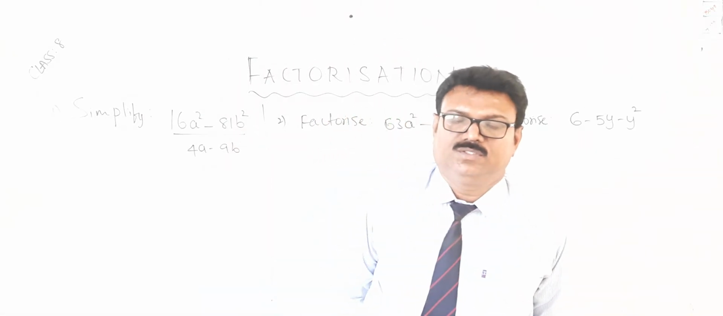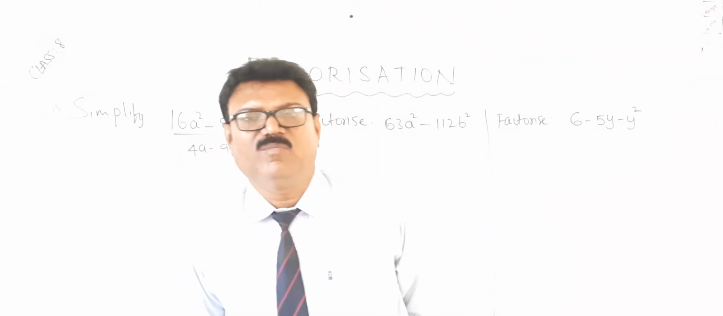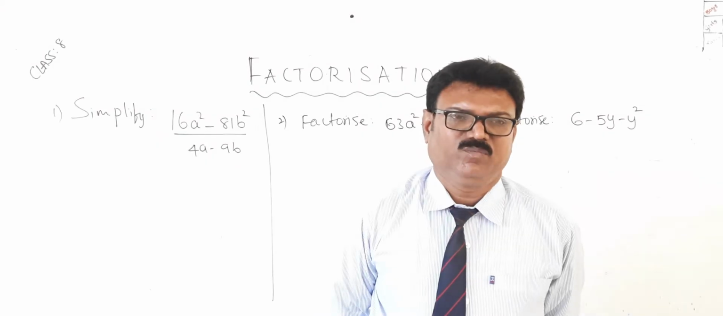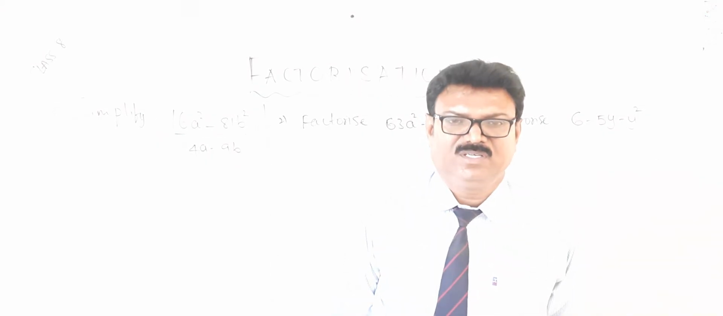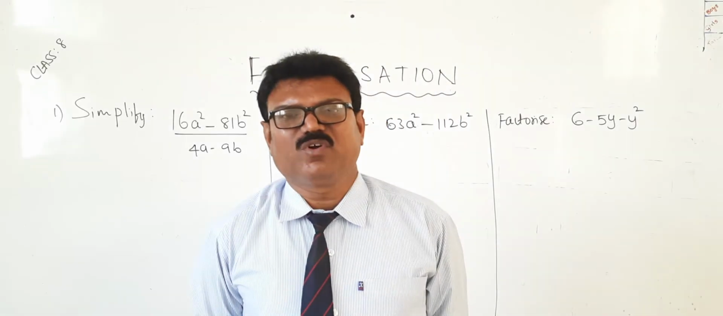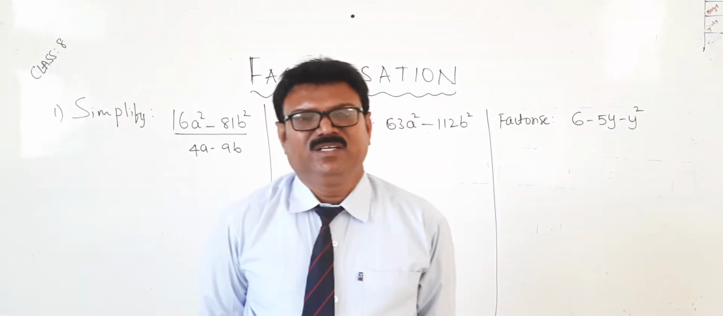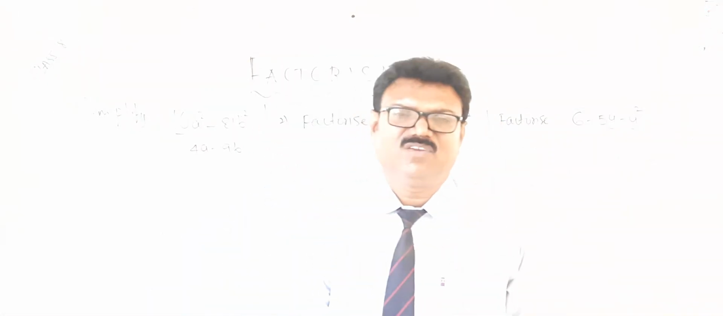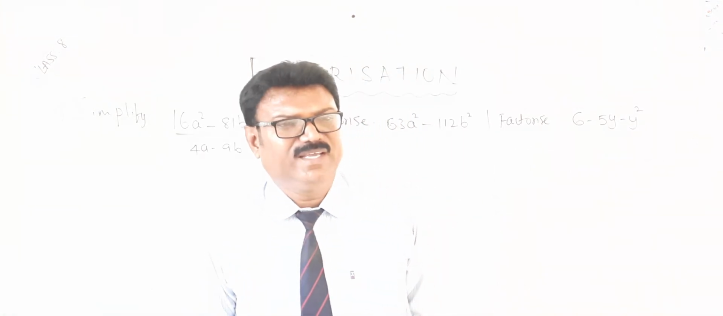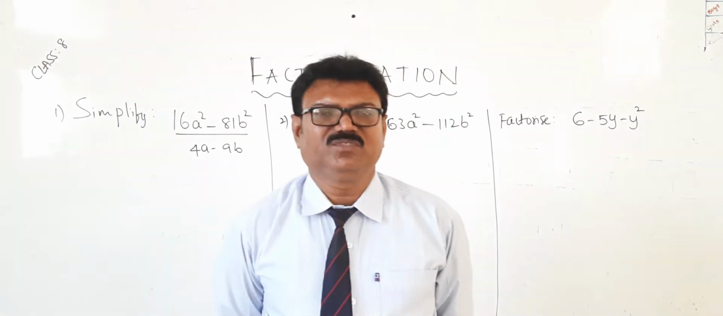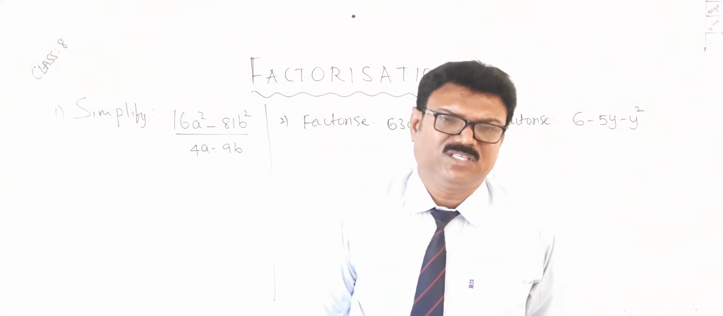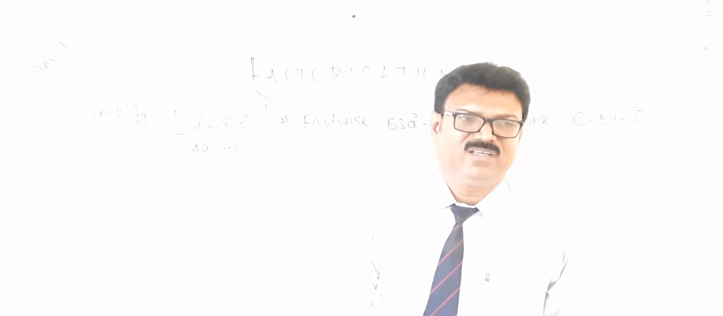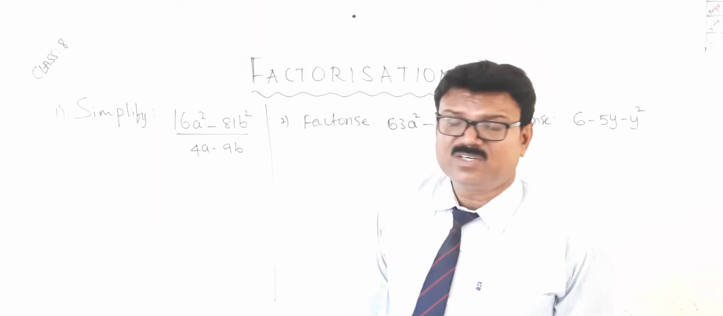Fine. Good. In factorization, we have seen some of the problems. Still, I want to give some more problems because it is a very important chapter. I already told three to four methods: the general method, grouping method, splitting the middle term, and division also. There are four types of factorization. I have taken some more problems from some reference books, and I want to explain them.